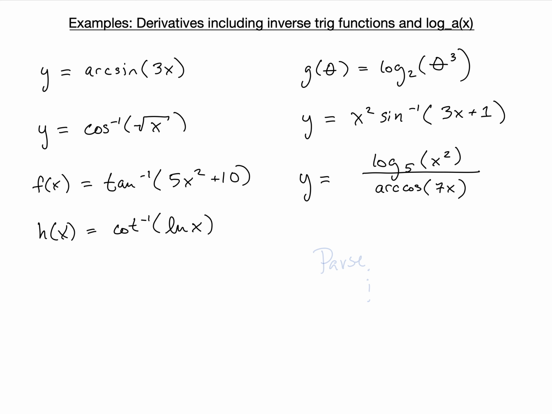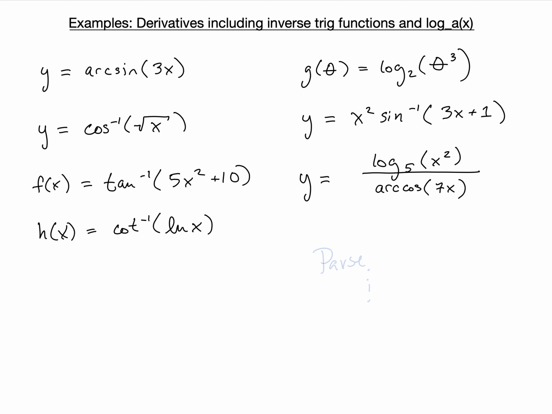y equals arc sine of 3x. Again, that's the same thing as sine inverse of 3x. y equals cosine inverse of square root of x, same thing as arc cosine of square root of x. f of x equals tangent inverse of 5x squared plus 10. h of x equals cotangent inverse of natural log of x. g of theta equals log base 2 of theta squared.